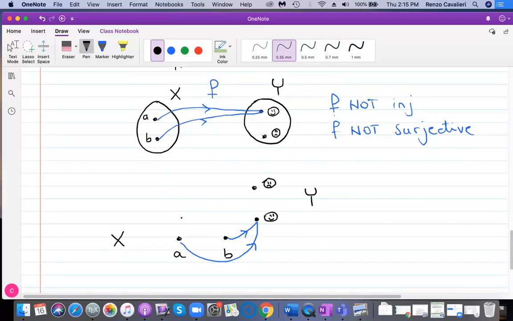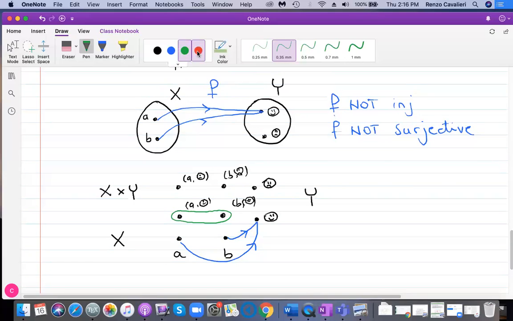But now I can consider the graph of the function. The graph of the function is a subset of x cross y. So here I have a frowny, b frowny, a smiley, and b smiley. And the graph of the function is this subset right here.